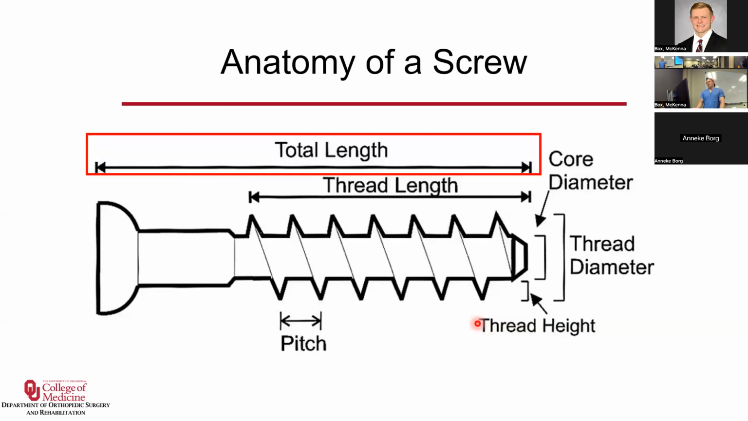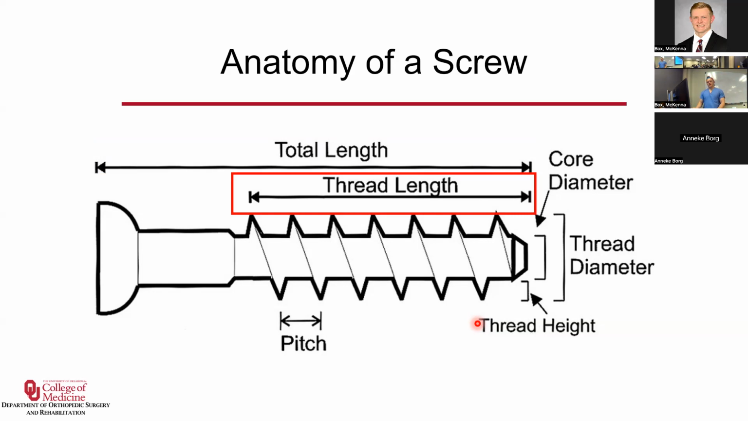So first, I want to go over some of the anatomy of a screw, and you'll all see it here in a second. Basically, the total length of a screw is just from head to tail. And if you're in the OR and somebody asks for a 35 millimeter screw, that's what the total length is. The thread length is the portion of that length that has threads on it. So with this, pretty much the entire portion has threads on it.